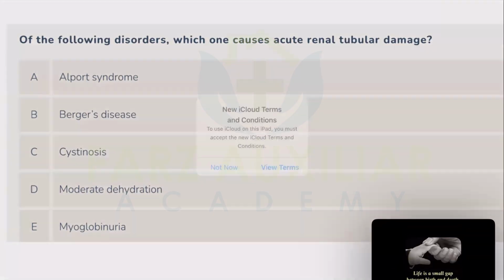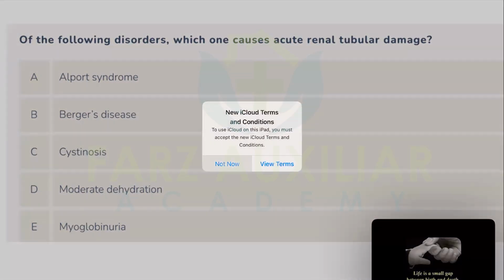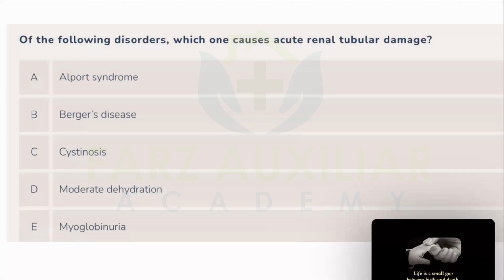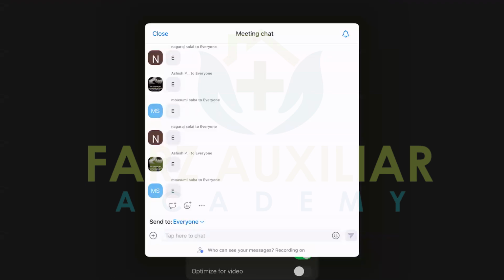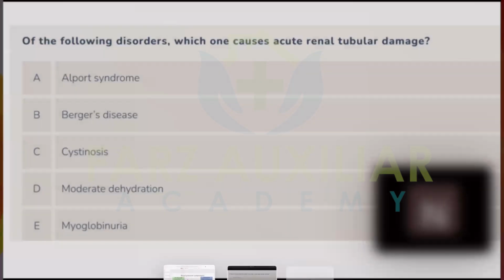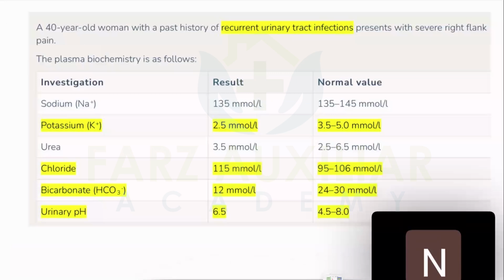Once again, a memory-based question. Of the following disorders, which one can cause acute renal tubular damage? Straightforward question. We have discussed, I think, 3 to 4 questions on this topic in the first class. The answer is myoglobinuria, right? Everybody. Yeah, rhabdomyolysis. So we discussed rhabdomyolysis and myoglobinuria in the first class itself. It's a very important topic.